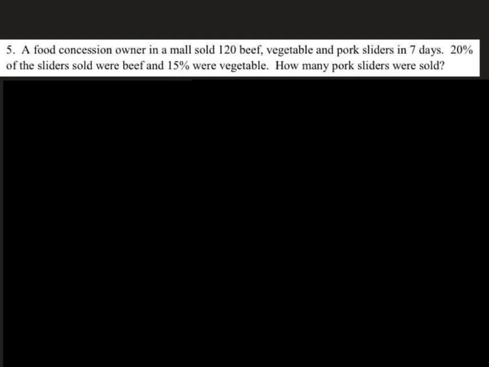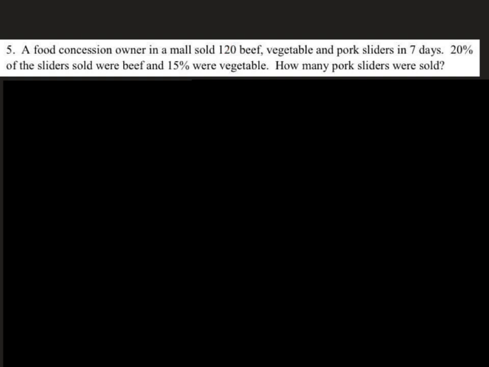Here we go. A food concession owner, somebody selling food at a mall, sold 120 beef, vegetable, and pork sliders in 7 days. There's the three kinds: beef, vegetable, and pork. 20% of the sliders were beef and 15% were vegetable. How many, not what percent, but how many pork sliders were sold, out of those 120?